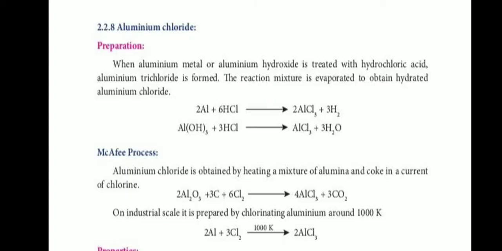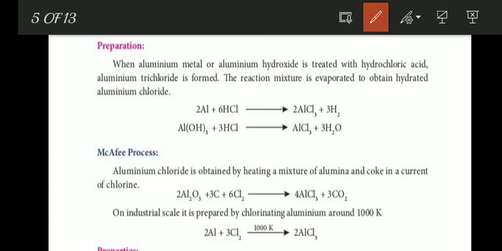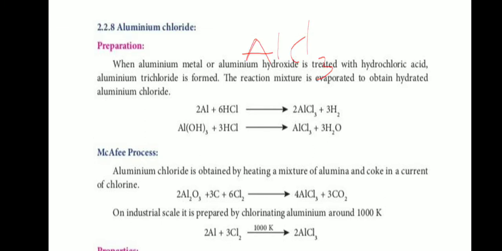Next one, aluminum chloride, AlCl3. AlCl3 is the chemical formula of aluminum chloride. Preparation of aluminum chloride: when aluminum metal or aluminum hydroxide is treated with hydrochloric acid, aluminum trichloride is formed. The reaction mixture is evaporated to obtain hydrated aluminum chloride.